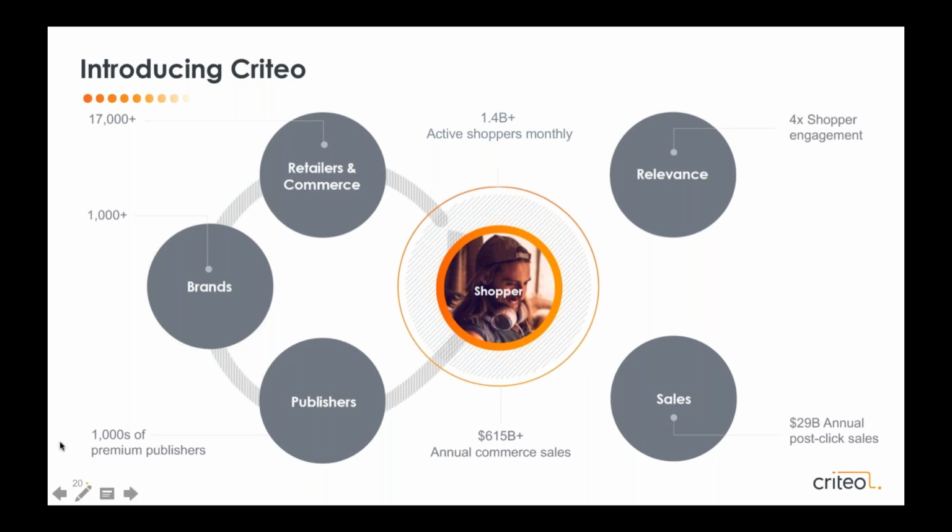So as you can see, we have 17,000 plus retailers and commerce sites that we are connected with. We work with over 1,000 brands. We have thousands of premium publishers, and we connect all of that from a relevancy standpoint to make sure that we're collecting the right data elements to target the shoppers for our retailers and brands to then close the loop for the sales metrics. And so we drive $29 billion of annual post-click sales every single year for our retailer and our brand partners.